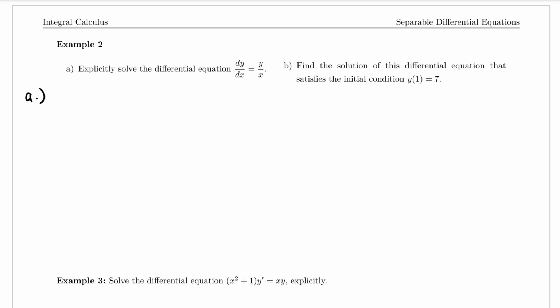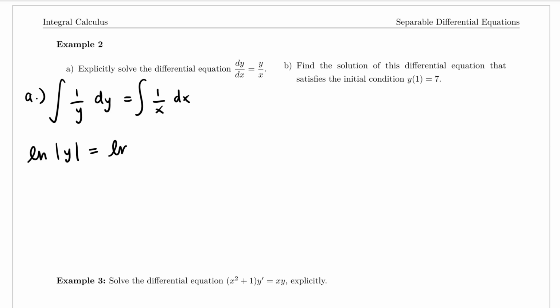So I'm going to go ahead and separate the variables, and if I divide both sides by y, and then move the dx over to the other side, we are here, and I'm going to integrate. So we get the natural log of the absolute value of y is equal to the natural log of the absolute value of x. And a student asked me in class today, on the left-hand side, why are we not adding a constant of integration?